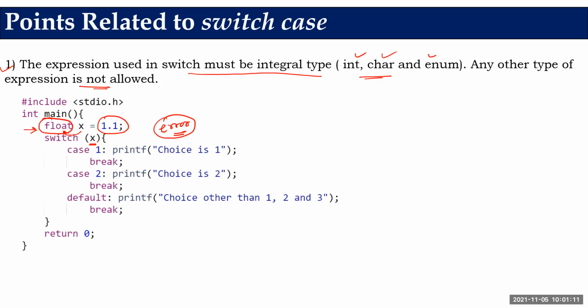You might think, okay, x is 1.1, no problem, we can compare with this integer constant, it will truncate to 1 and say yes, equal to equal. No. Immediately the compiler finds that the expression type is a float, a floating point type. Immediately an error. So don't do this.